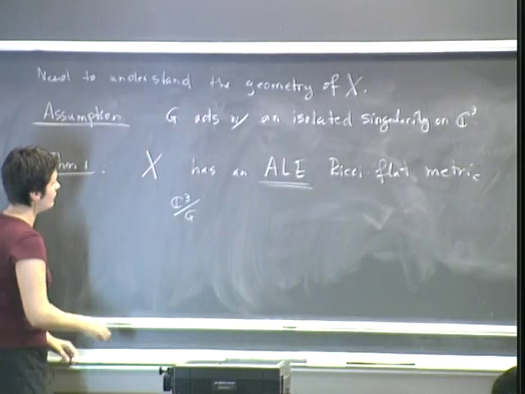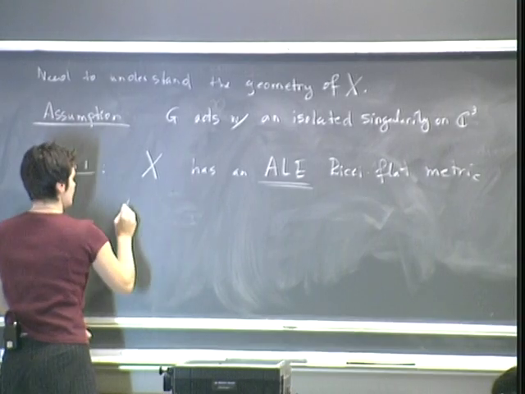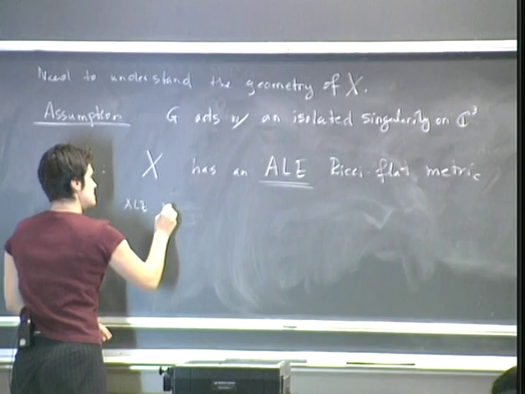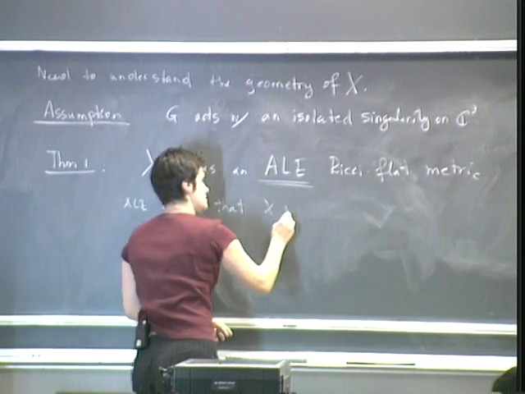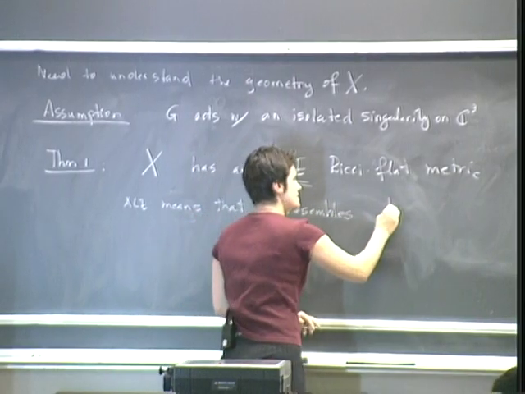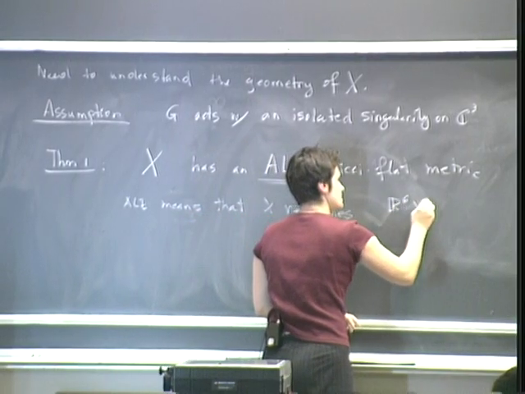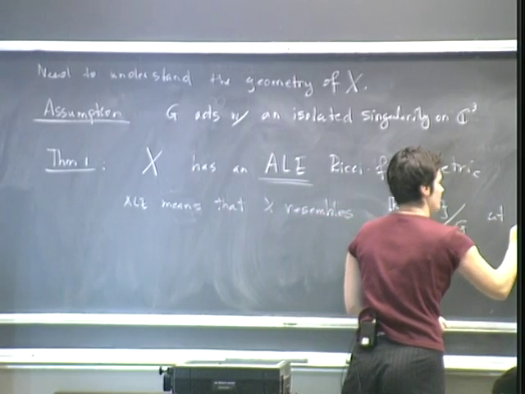So ALE means that X resembles R^6 minus the origin mod G at infinity.